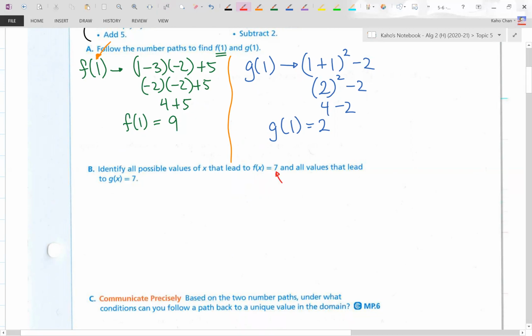For the first function, it's 7. How do we get to 7? What x value will lead us to the number 7 for both of those functions? That's the question here. We're going to work backwards to get to those spots. So we know from the first part, f of x equals 7. We got to work backwards.